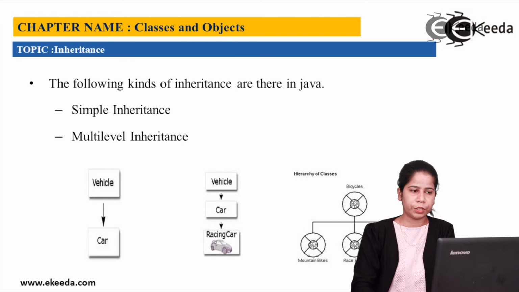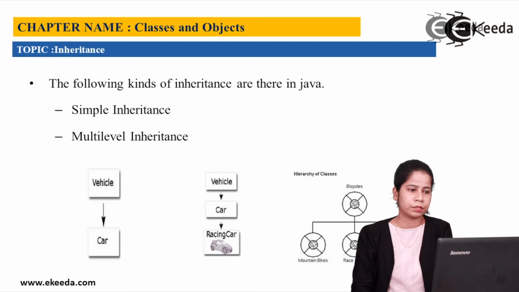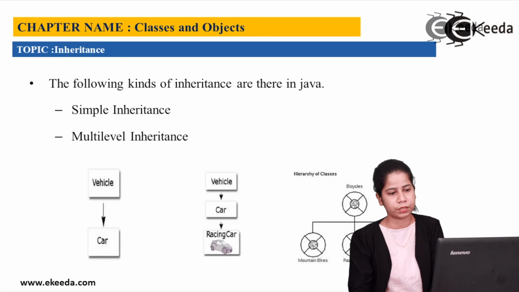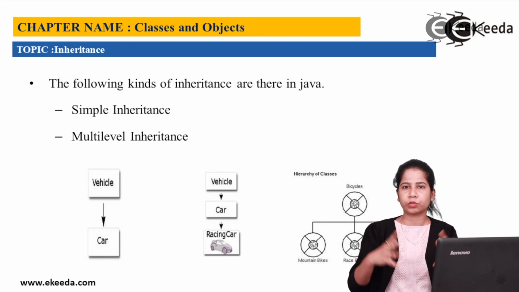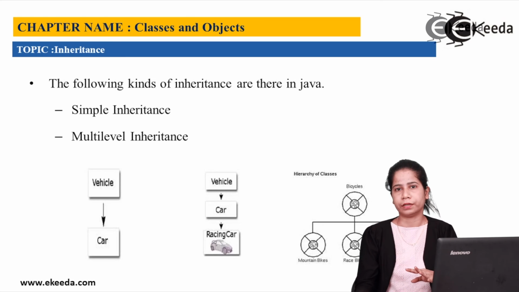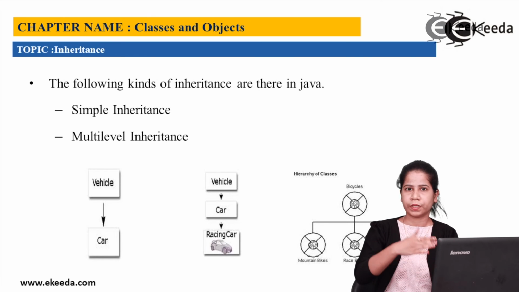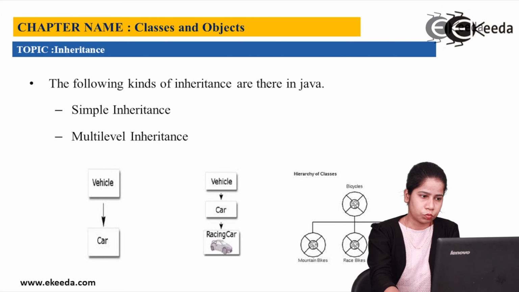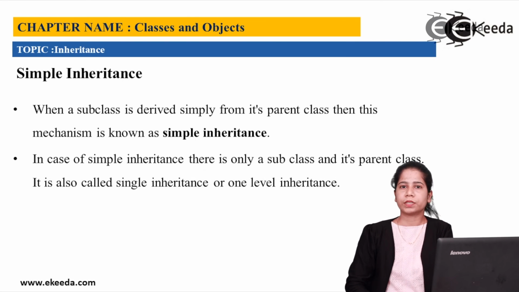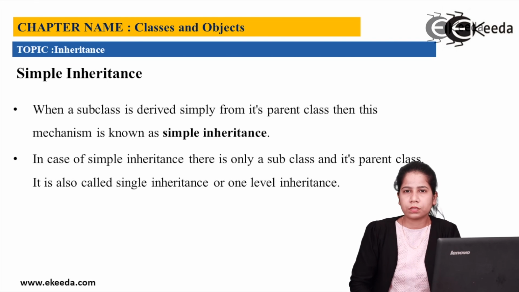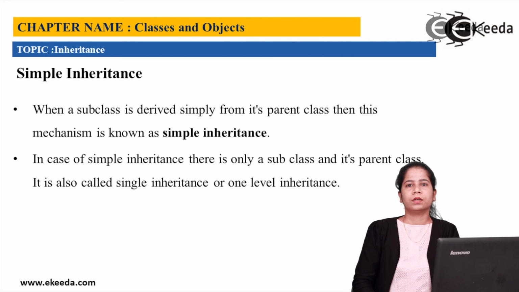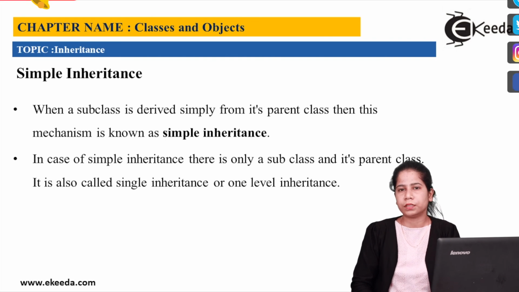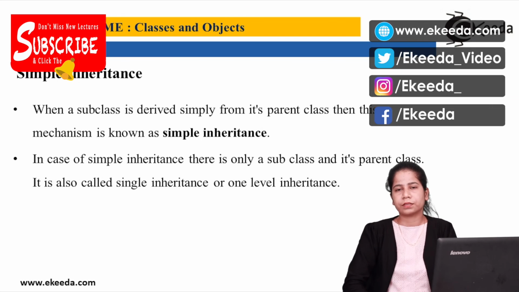So these are the three basic types of inheritance: single inheritance, multilevel inheritance, and hierarchical inheritance. Now if you club them together, that makes hybrid inheritance. Hybrid means a combination of any of these types. Okay, so let's move to simple or single inheritance. We are going to see the different types of inheritance in detail in the next video.